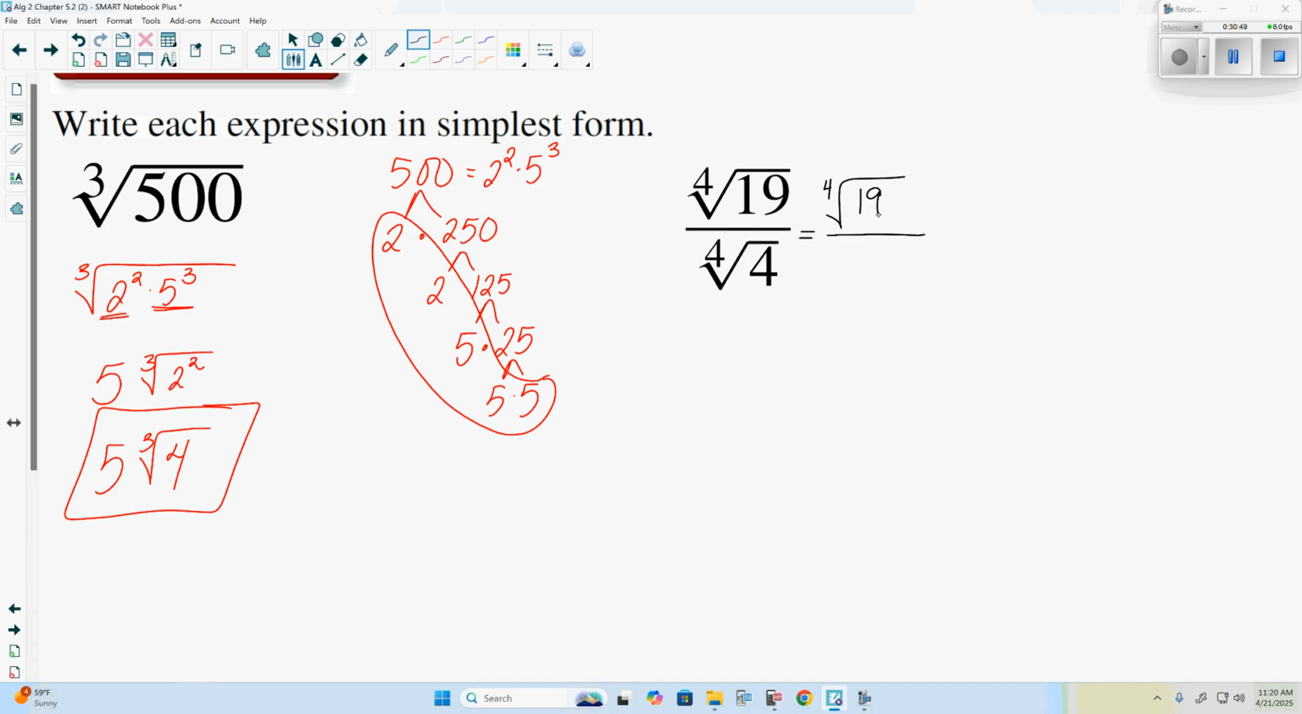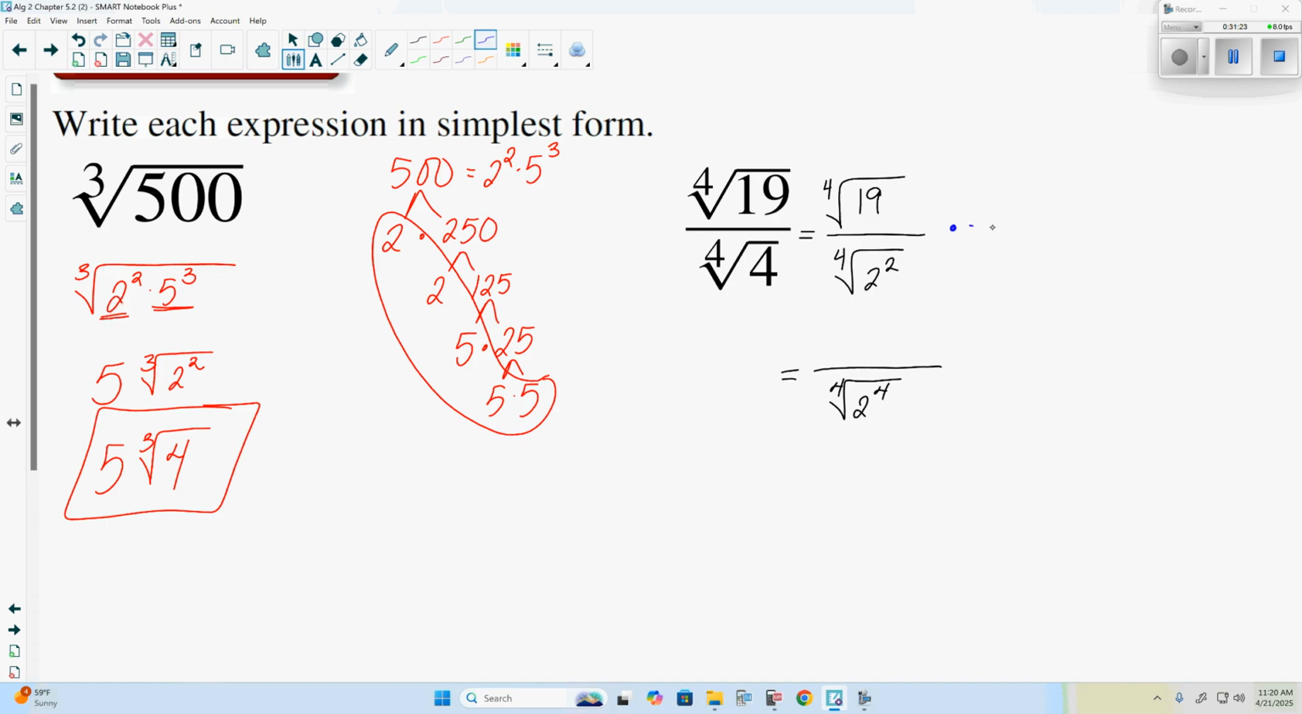Now 19, luckily for us, is prime. There is no number besides 1 and 19 that multiply together to give us 19. Now 4, we've seen already. We've worked with 4. 4 is the same as 2 squared. And just like before, our goal is to multiply the top and bottom of this fraction by an expression with a radical.